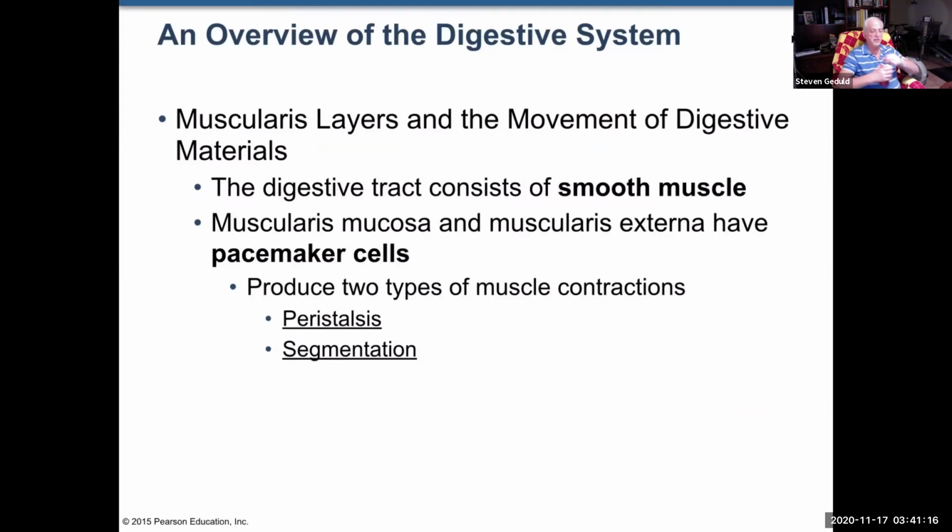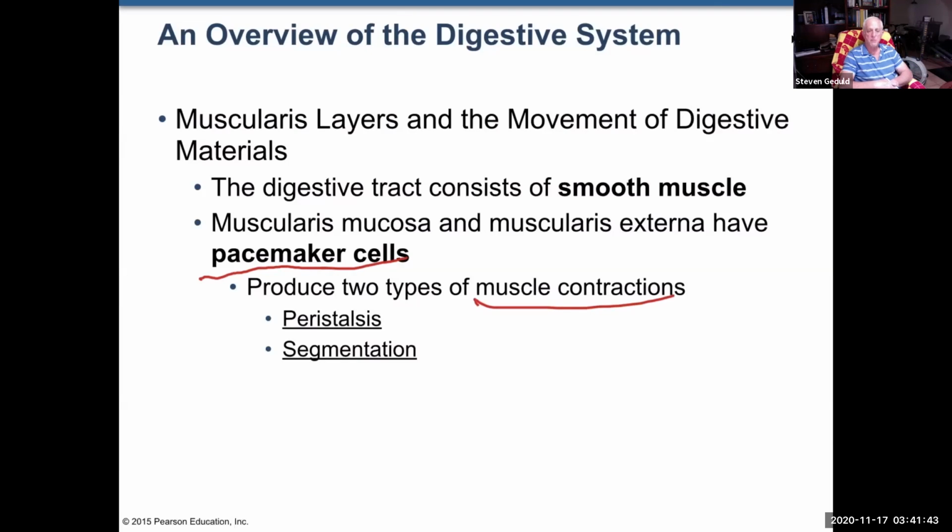All right, muscularis layers and movement of digestive material. We have to move food, or what we take in as food, through the digestive tract. So the digestive tract has smooth muscle, which propels the food along. Okay, there are two types of muscle activity which we use. It consists of smooth muscle, and we have what are called pacemaker cells. They produce two types of muscle contractions, these pacemaker cells.